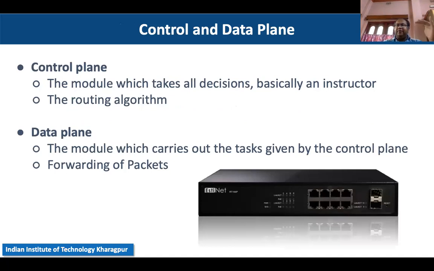That was what I was mentioning. You have the control plane which takes all the decisions. The control plane works like an instructor. It designs what to do with a packet if you are getting this input packet. So it runs the routing algorithm. And the data plane is the module which carries out the task given by the control plane. The control plane says that if this is the IP address and this is the net mask and there is a match, then you forward it to IITKGP. So the data plane has to do this task: do the match with the routing table and forward the packet.